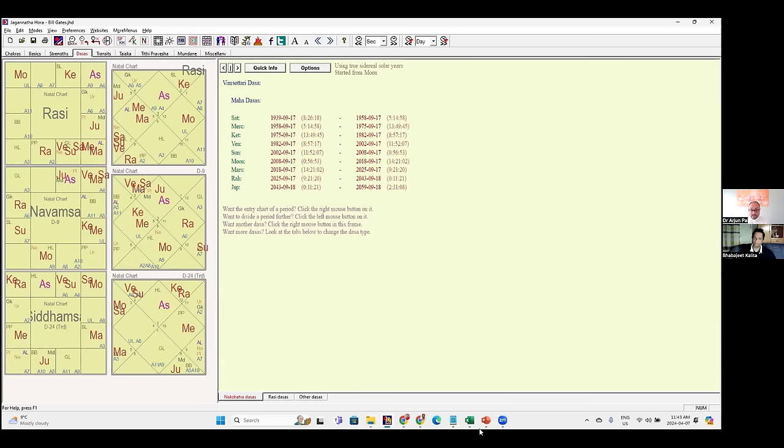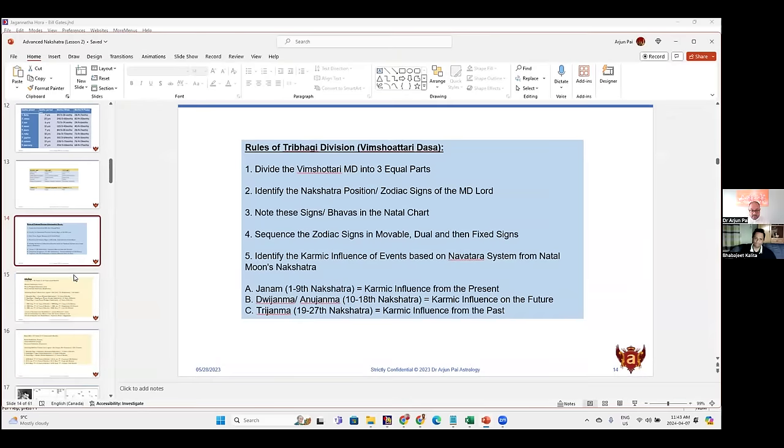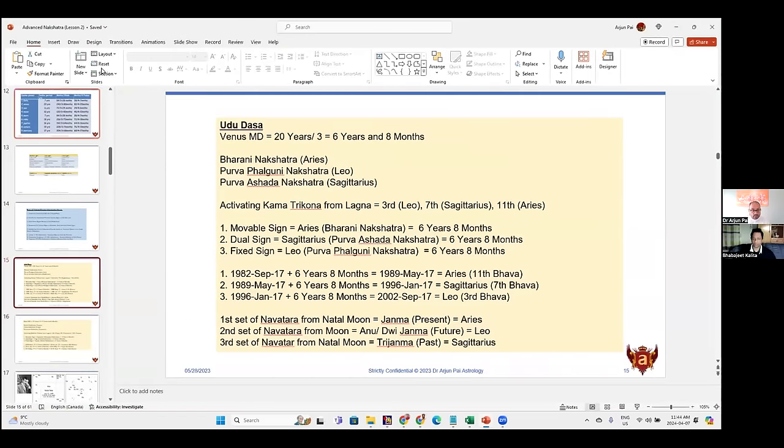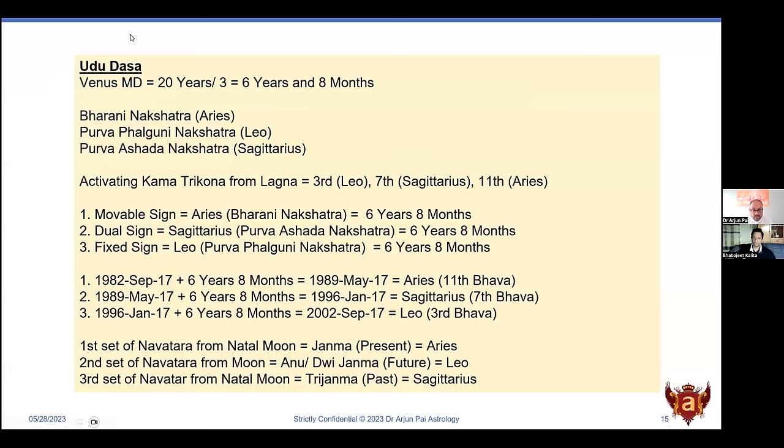Perfect. Now, let us go to the lecture slides. Can you see this slide? I've given this for the benefit of the audience. Venus Mahadasha, 20 years divided by 3, is 6 years, 8 months. Bharani Nakshatra is in Aries, Purva Falguni Nakshatra in Leo, Purva Ashada Nakshatra in Sagittarius, activating the 3, 7, 11. The Kama Trikona is activated for him.